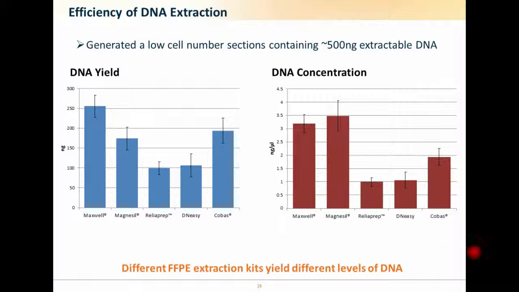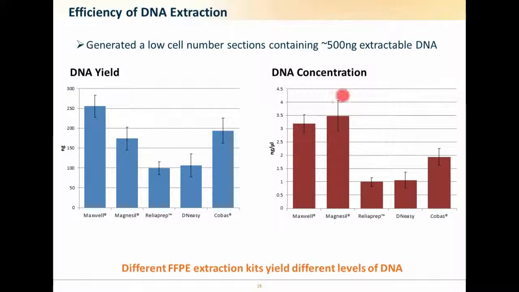So what we thought would be an interesting project to run was we developed an FFPE block with a low cell number, where each section had sufficient cells to be able to extract between 200 and 250 nanograms of DNA.